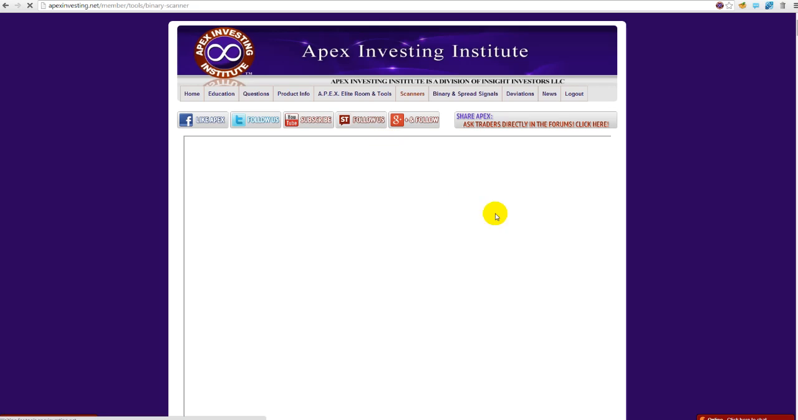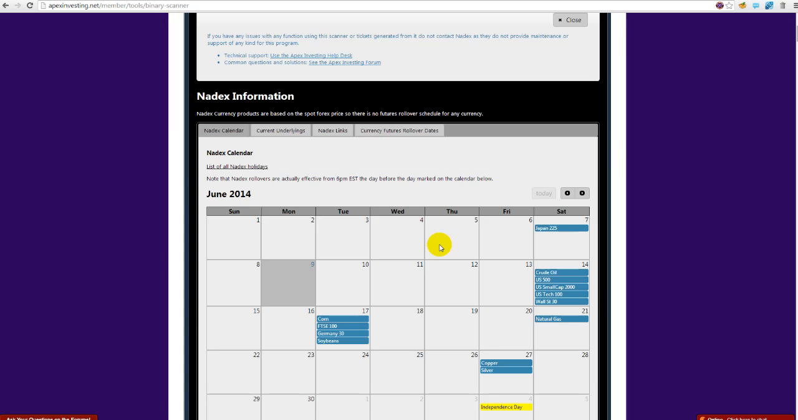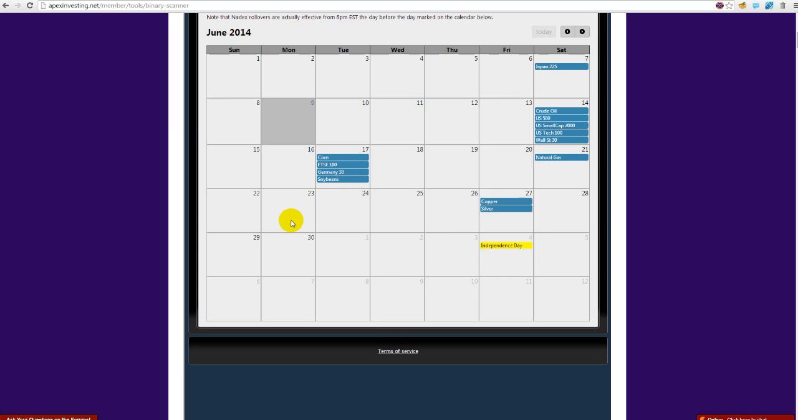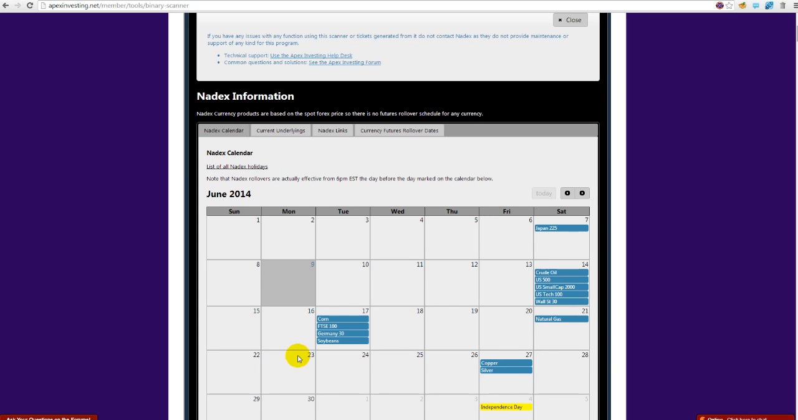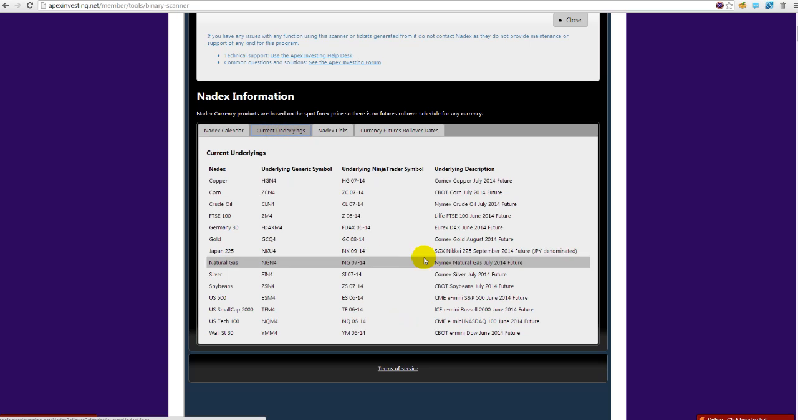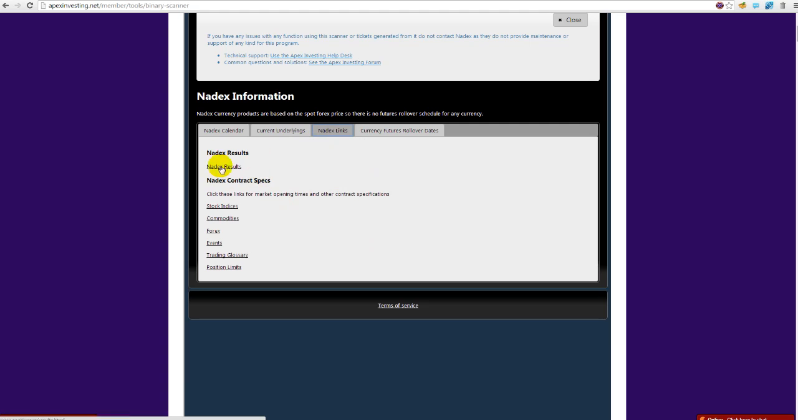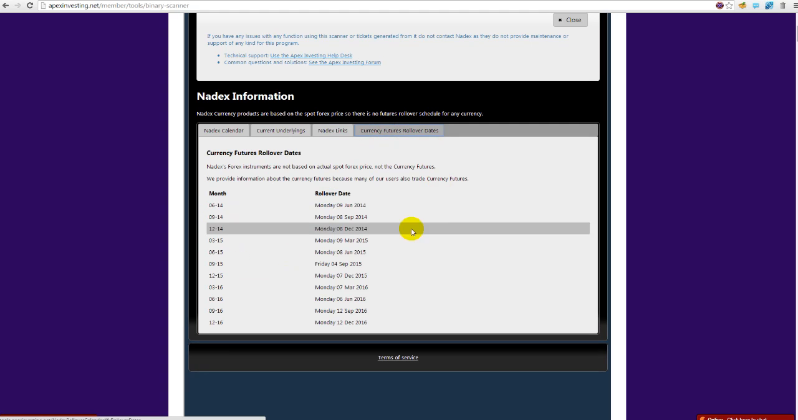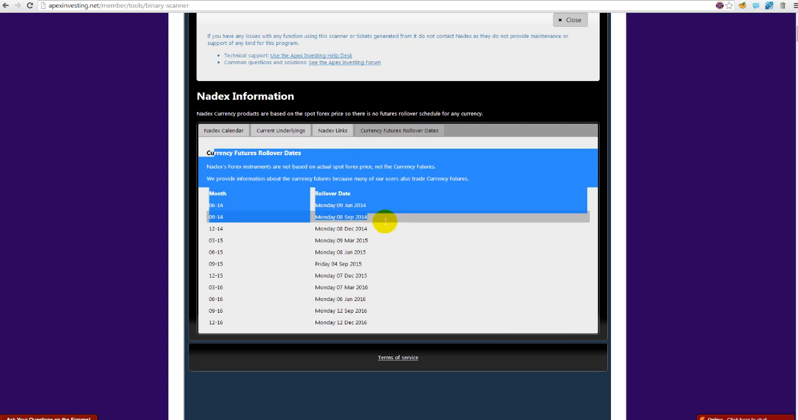And Nadex information. Very helpful place. You can go over here. This is like when rollover happens. So you're going to want to know about this page, right? When to change your charts to the next contract month. What all of the current contract months are for the futures contracts. Links like how to find contract specs, position limits, results. And then over here, the rollover dates for futures.